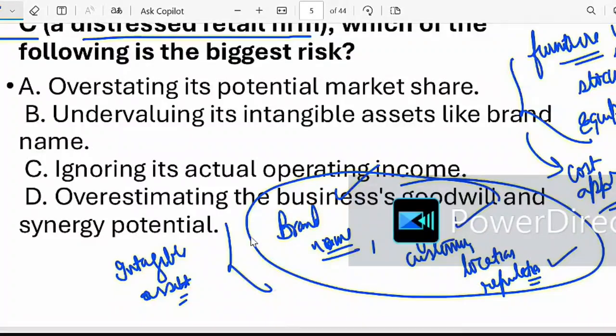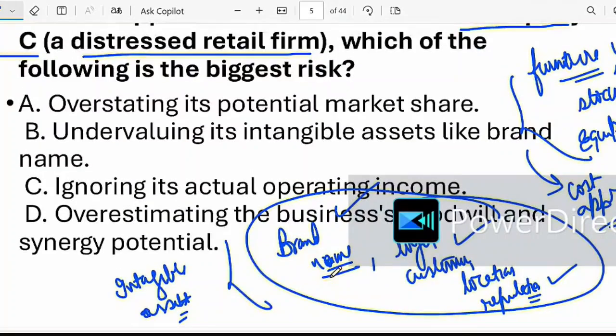So I hope the concept is clear that the cost approach does not take into consideration the intangible asset, and this is the biggest risk. Now can you tell me the answer? This is the biggest risk of this cost approach, right? It does not take these intangible assets into consideration. Now I hope you are in a position to answer this question.